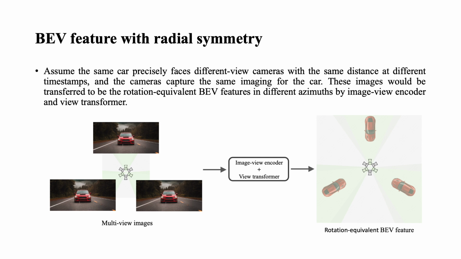Assume the same car precisely faces different view cameras with the same distance at different time steps, and the cameras capture the same imaging for the car. These images would be transformed to be the rotation equivalent BEV features in different azimuths by the image view encoder and the view transformer.